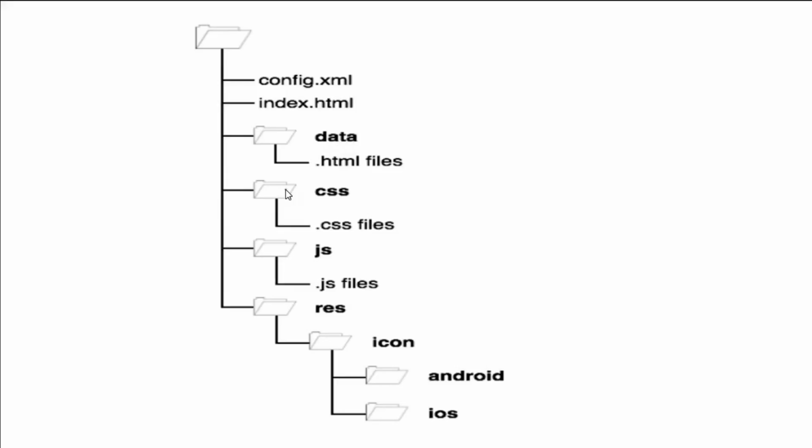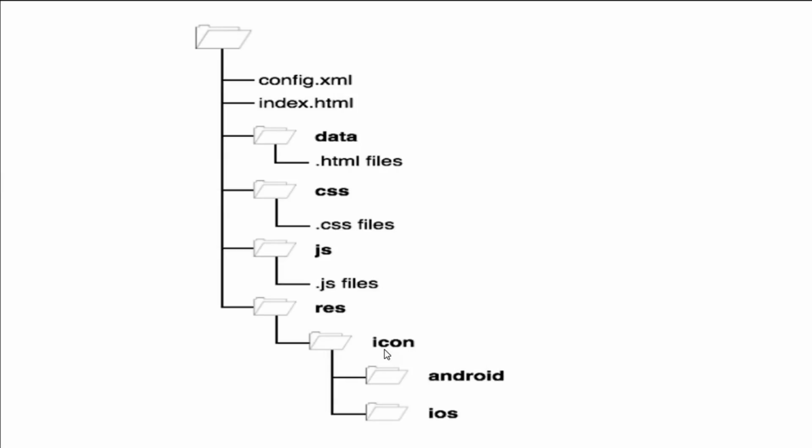Now we have this CSS. All your CSS files have to be inside this CSS folder. Now your JavaScript has to be inside this JavaScript folder. Now the resources. This RES means the resources. Inside the resources, we have another subfolder here, which is known as your icon.